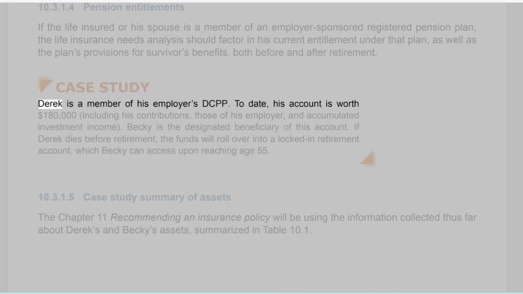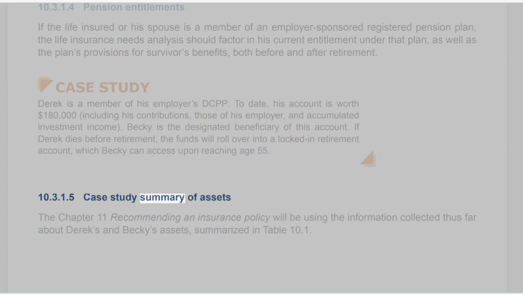Case study: Derek is a member of his employer's DCPP. To date, his account is worth $180,000, including his contributions, those of his employer, and accumulated investment income. Becky is the designated beneficiary of this account. If Derek dies before retirement, the funds will roll over into a locked-in retirement account, which Becky can access upon reaching age 55.